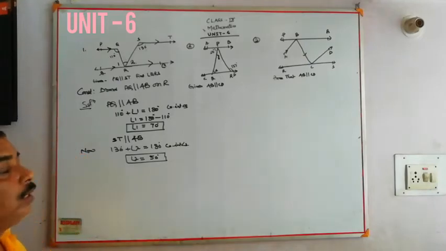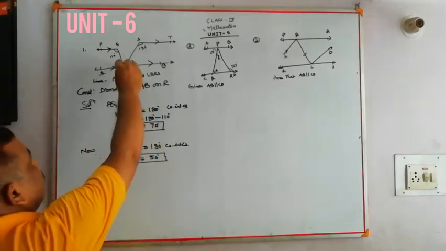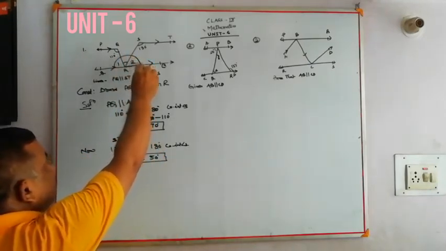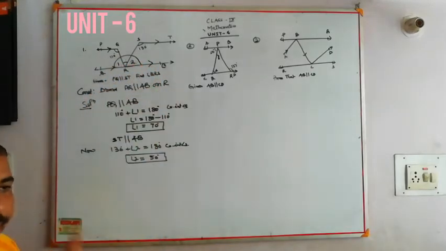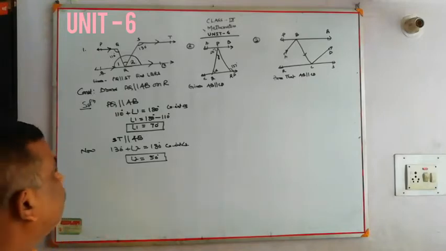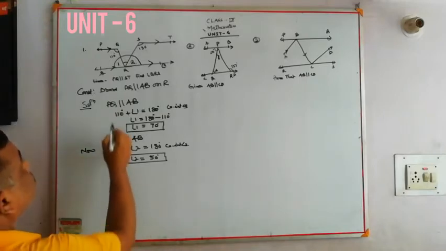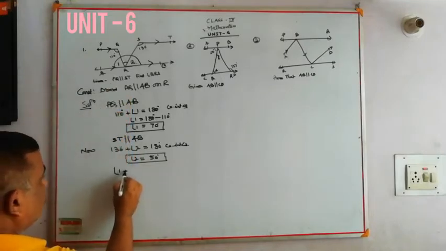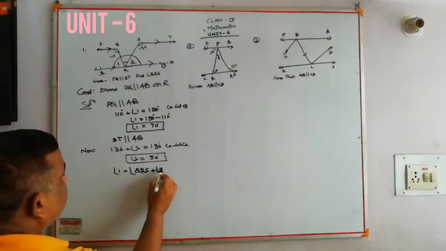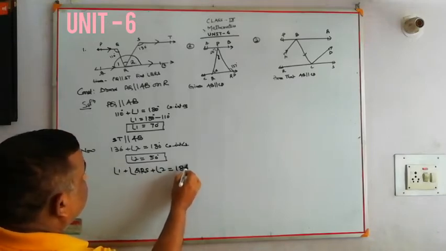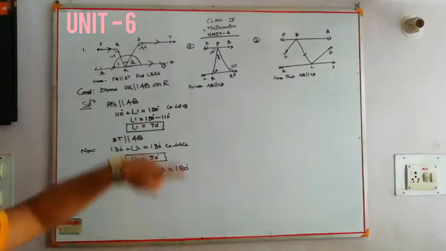First we found angle 1 and angle 2. Therefore, at point R, three angles are formed. What is the sum of the angles? 180 degrees, and that is a supplementary angle. So, angle 1 plus angle QRS plus angle 2 is equal to 180 degrees. These are the supplementary angles.